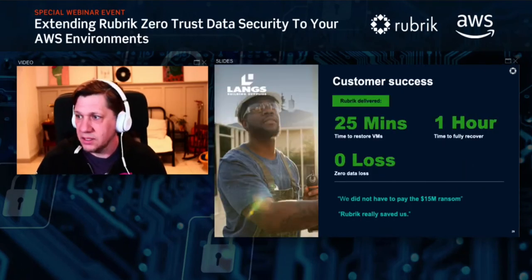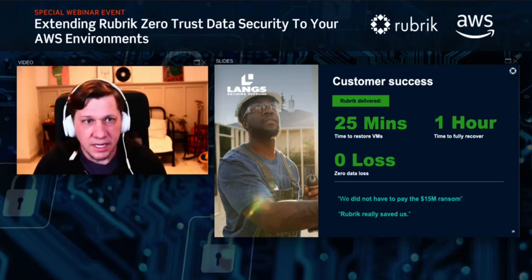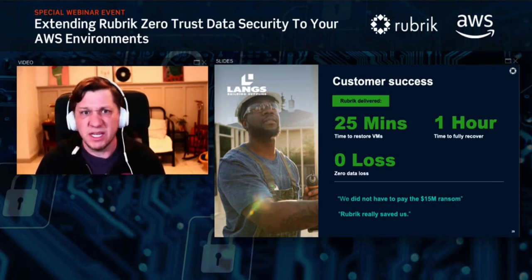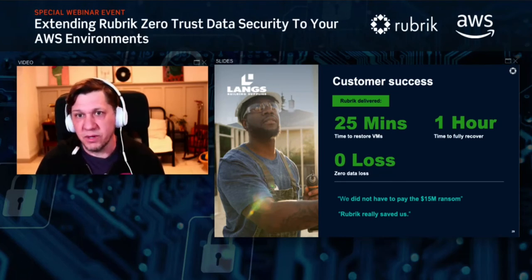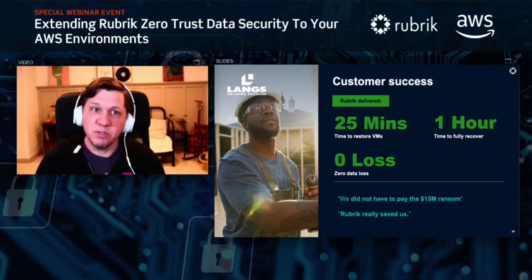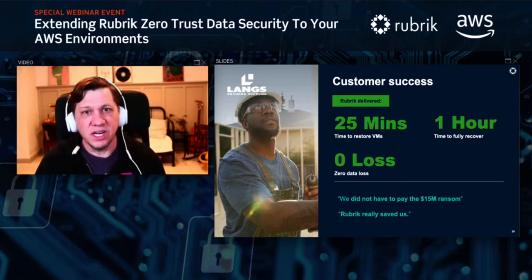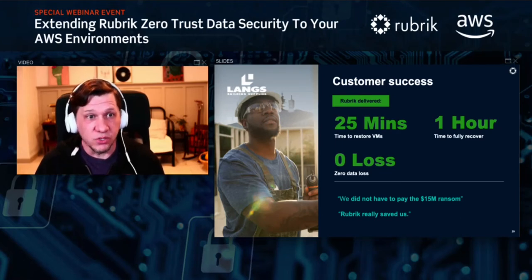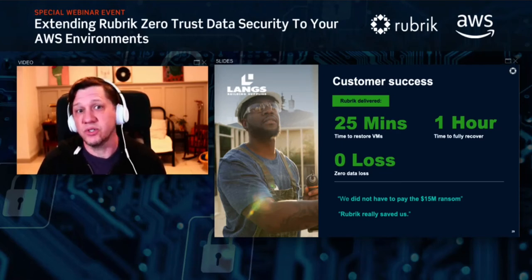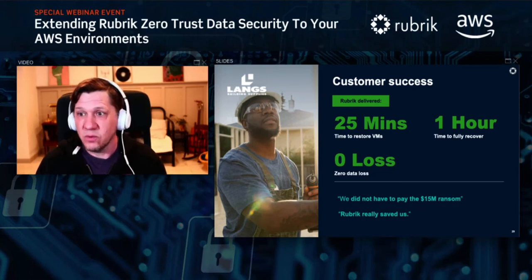Next, Lang's Building Supplies. Again, this is just one of many customer case studies that we have up on Rubrik.com that we've helped recover from ransomware. So Lang's was hit with a ransomware attack. The IT guy comes in, he looks at a note sitting on one of the servers looking for $15 million in order to decrypt a bunch of essential services that hit their business.